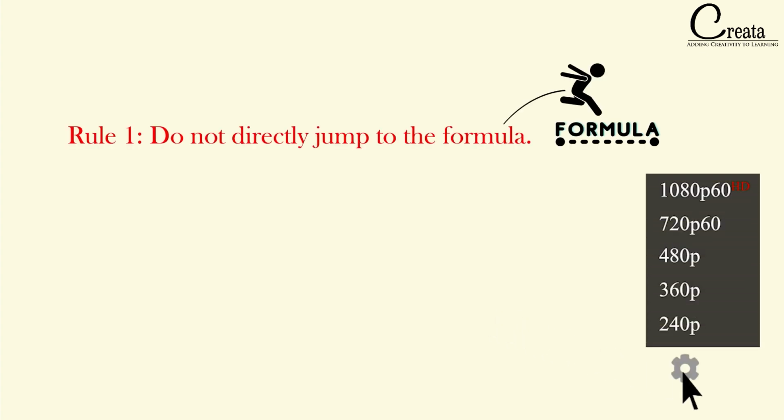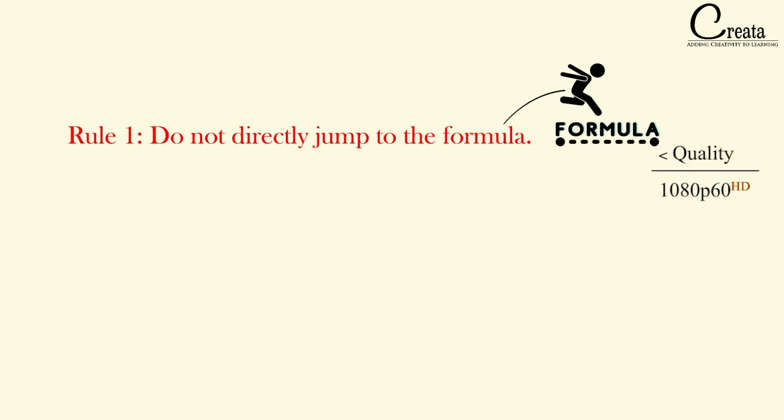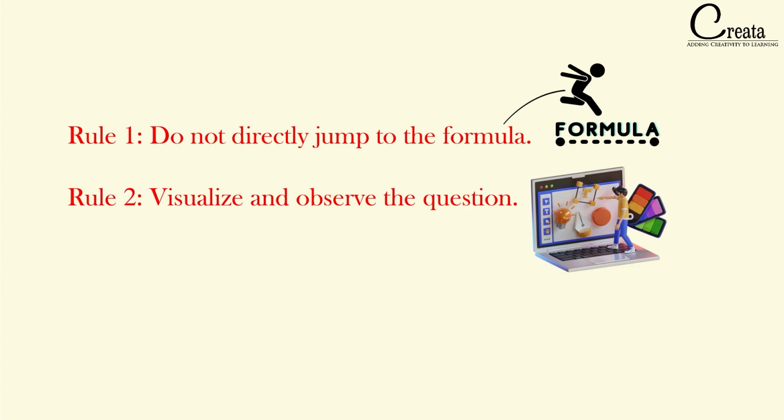Probability is all about visualization. So, the two rules that you must follow. Rule number one, do not directly jump to the formula. It is always tempting to see the question and directly apply the formula, but we will not do that. Rule number two, we will visualize and observe the question. The more easily you can visualize the question, the more likely your answer is to be correct. So we will follow both rules.